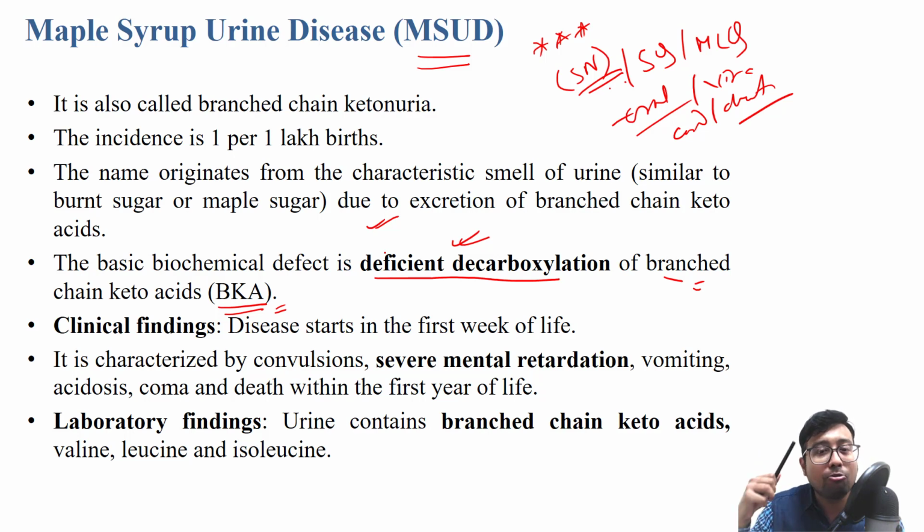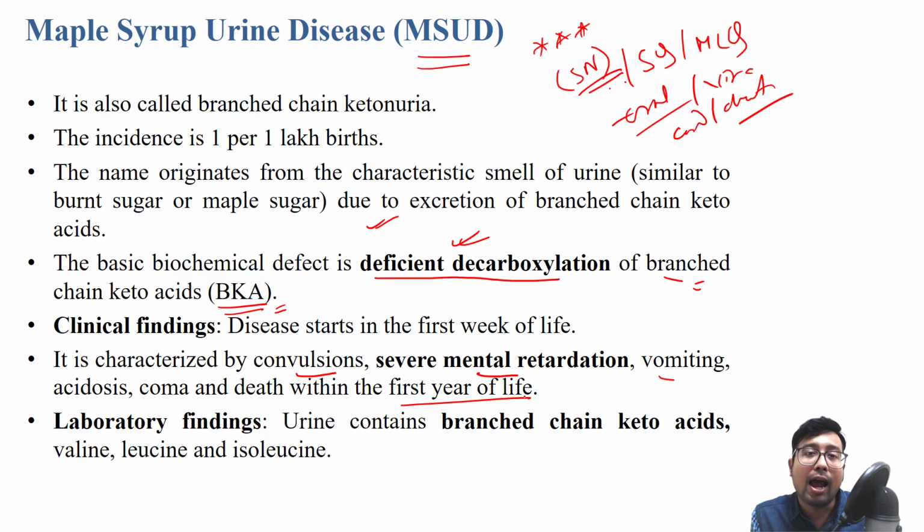So what is the problem? If something accumulates in excess in the brain, there will be convulsion, severe mental retardation, vomiting, seizure, coma, death within the first year of life. It's very tragic. Yes, MSUD patients don't survive, right? So isn't there any treatment for that? Of course, there is some treatment. I will definitely discuss it, but it is not relevant for you first year students, right?